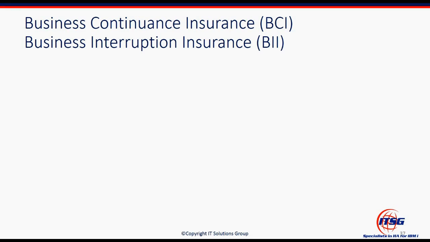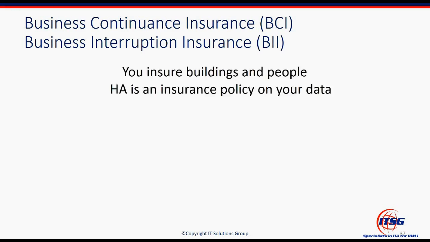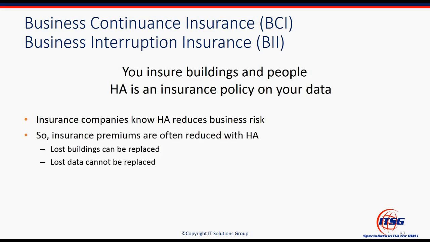Here's another way that we can get money back to help fund this project. And these are business continuance insurance, BCI, and business interruption insurance, or BII. I would encourage you to find out who your insurance company is on your business and do a search on them with these acronyms, and you'll be surprised how much policy they have in place when you implement high availability. So insurance companies know HA reduces the business risk. So insurance premiums are often reduced when you prove that you have high availability.